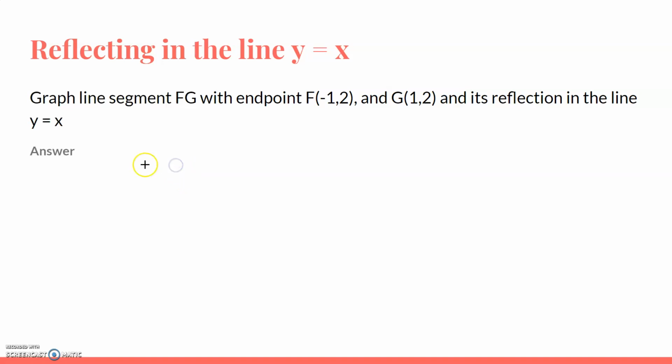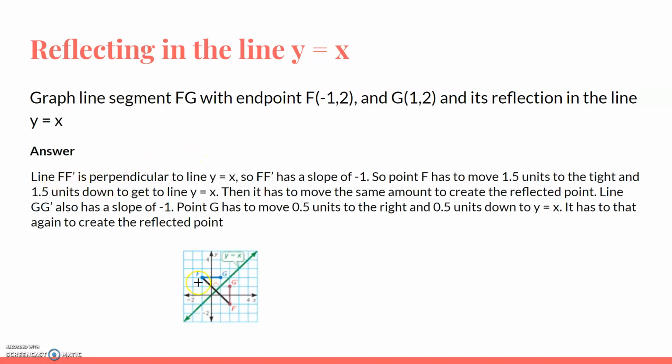Alright, so now that you're back, the answer: line FF', as you can see here, is perpendicular to line y = x. It has a perpendicular symbol here. So line FF' has a slope of -1. So F from this point has to move 0.5 units to the right, and then 0.5 units down to get to the line, and then G has to move 0.5 units to the right, and then 0.5 units down to get to y = x. And then both points have to move the same distance to create the reflected line segment.